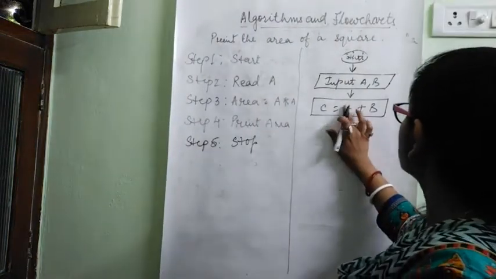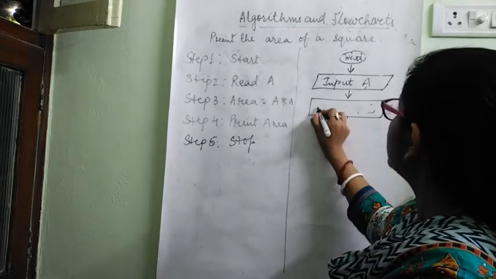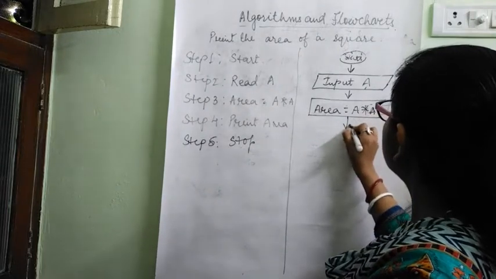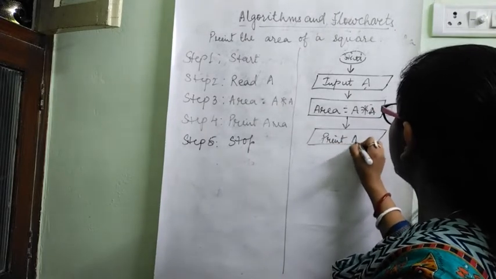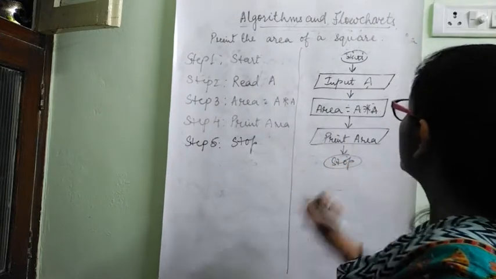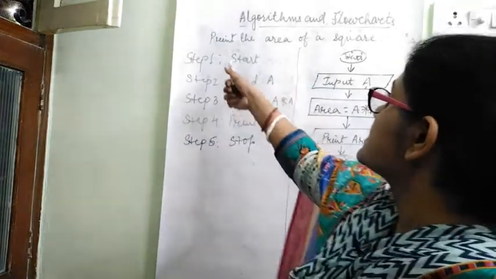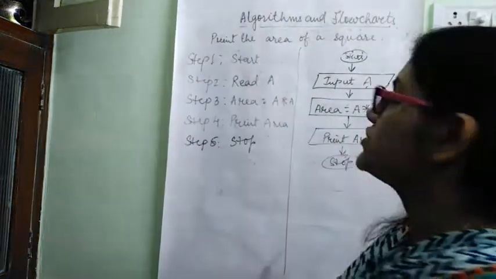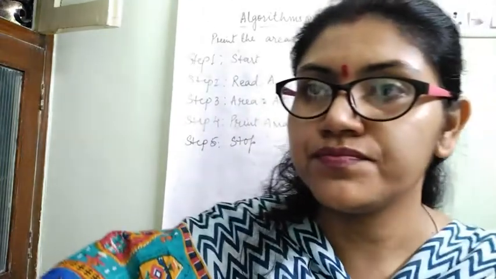Then here we will show you the flowchart. A. Then area is equal to A into A. Then print area and then stop. Okay. So this is the other question I have shown you: start, read A, area, A into A, then print area and then stop. Let's see again one more question.